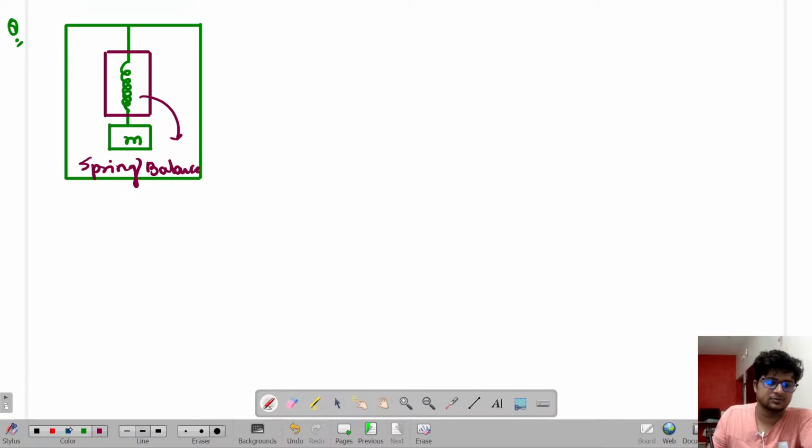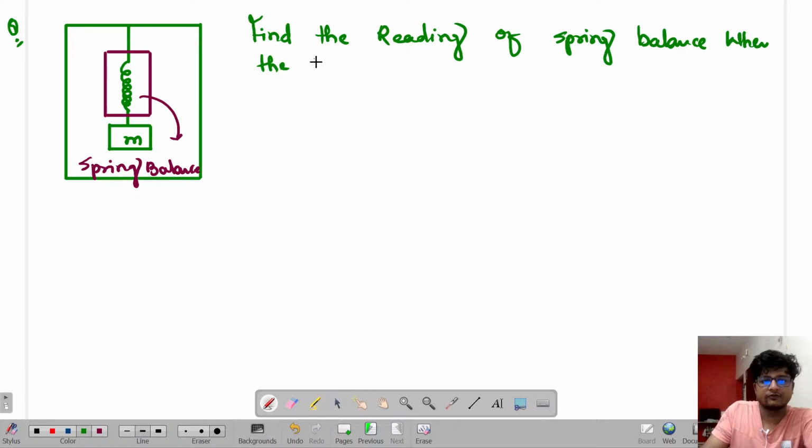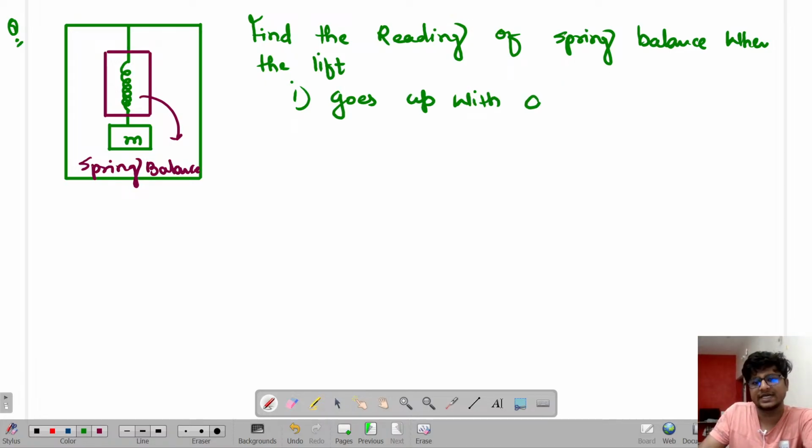Now the question is very simple. Find the reading of the spring balance when the lift first goes up with acceleration a naught, second goes down with acceleration a. Got the idea or not?